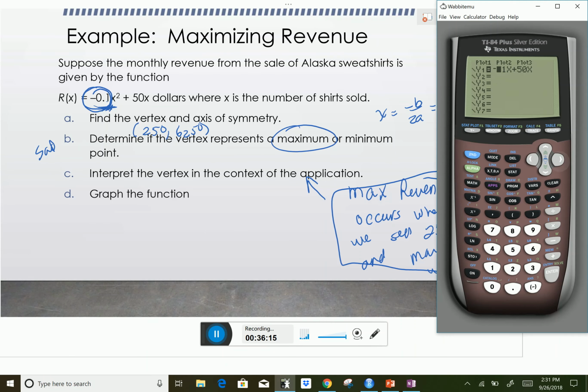Oops, I forgot to square my first x there. Okay, so that is insert x squared. Oops, no, we don't need that one. Okay, does that look better? Yes. Now let's graph it. Now it'll be right. And there we go, just like we saw before.